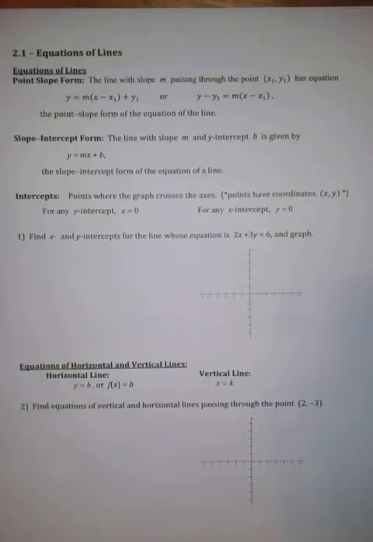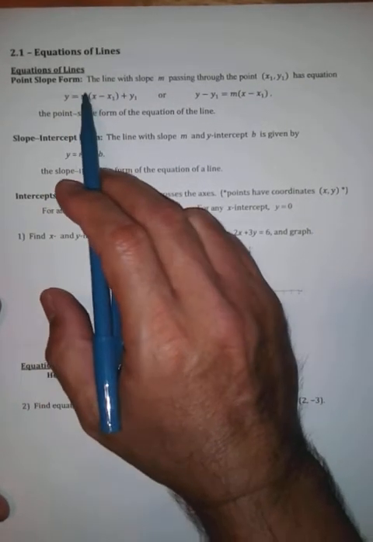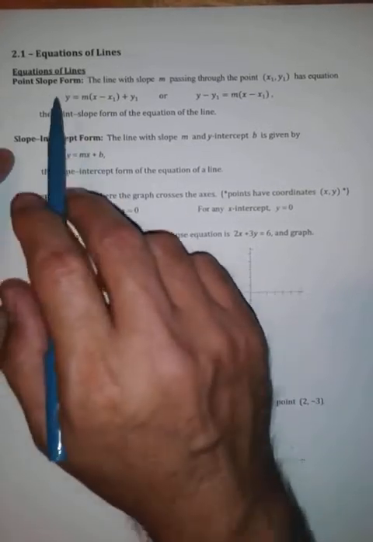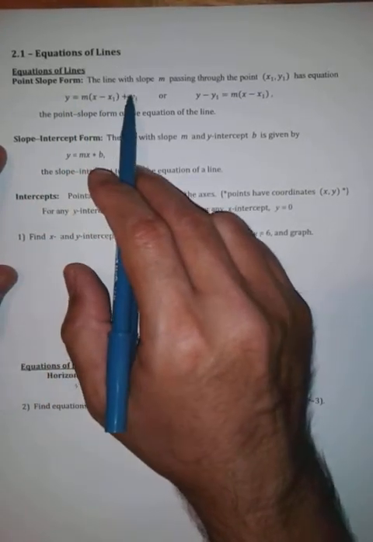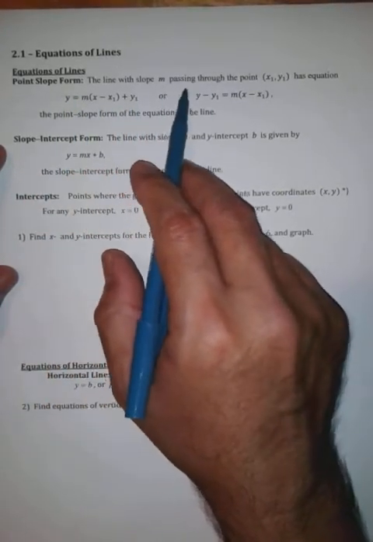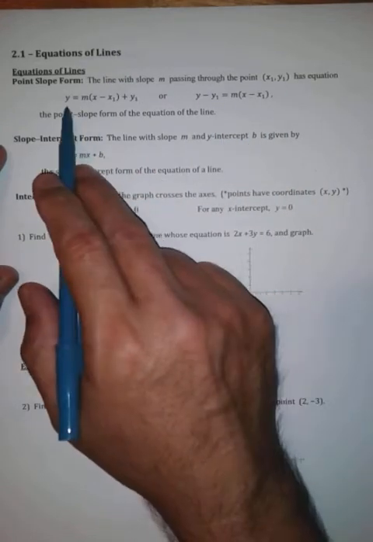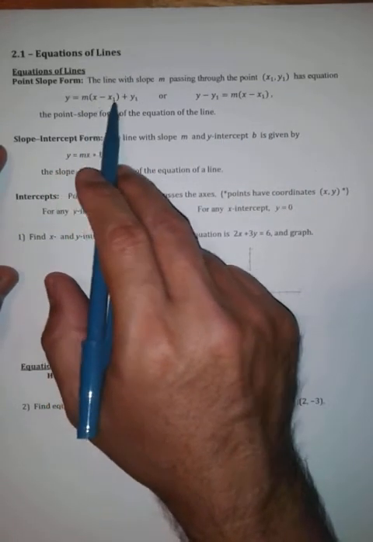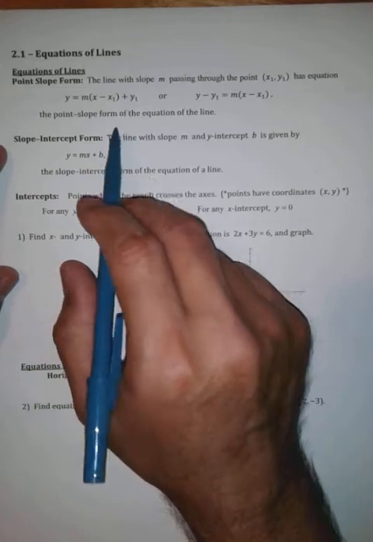All right, this is section 2.1, equations of lines. And I'm going to, well, let's look at the equations first. So there are two equations that we're going to use. One is the point-slope form. It says that the line with slope m passing through the point x1, y1 has equation y equals m times the quantity x minus x1 plus y1.